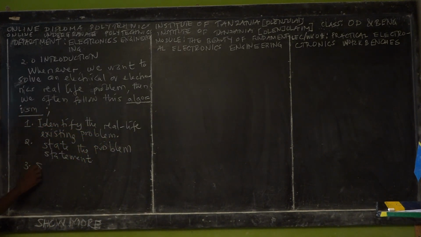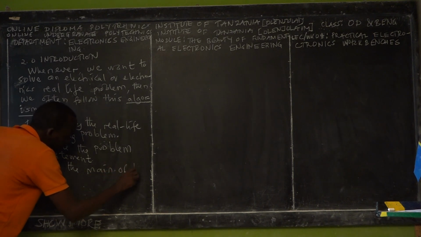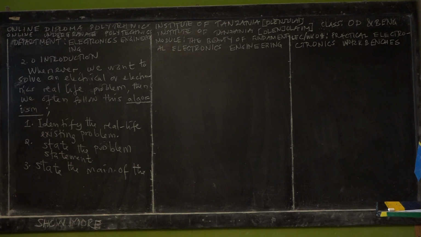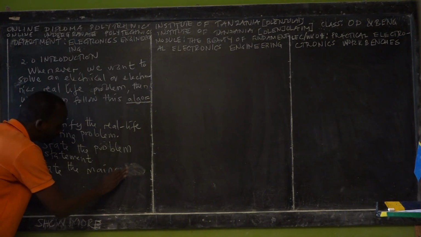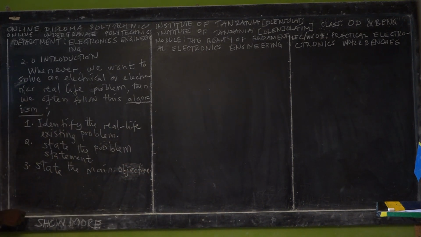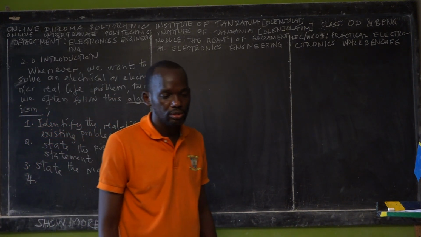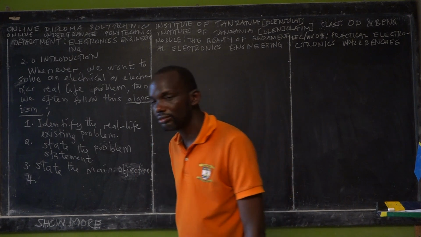Then the third step, we have to state the main objective of the project or research. Say main objective. So the main objective of what? Main objective of your design, of your implementation. Why do you want to design? Why do you want to solve? What are the main objectives that you want to achieve, right?